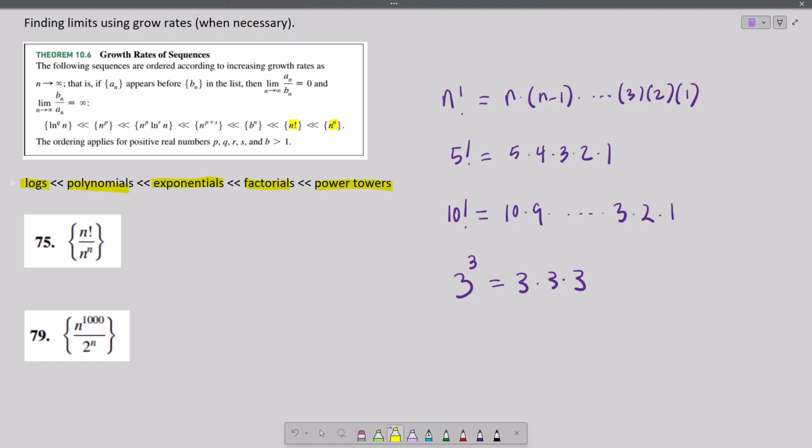Polynomials grow the next fastest. And you all know exponentials grow faster than a polynomial grows. So these three should be really familiar already. And then at this stage, you just have to accept that factorials grow faster than exponentials and power towers grow faster than the factorials. So that's going to be our order.